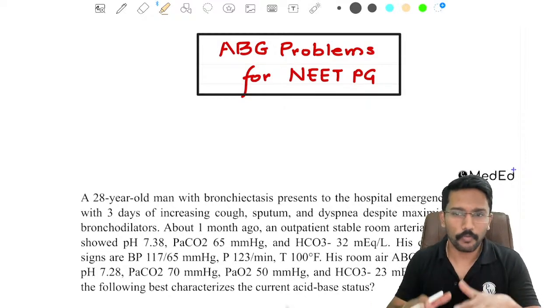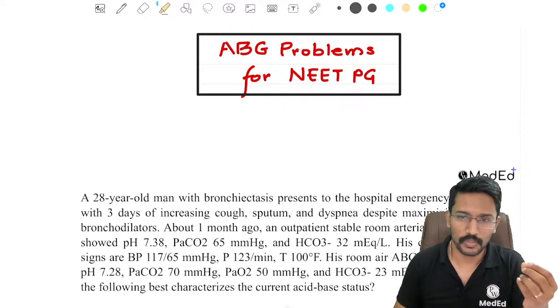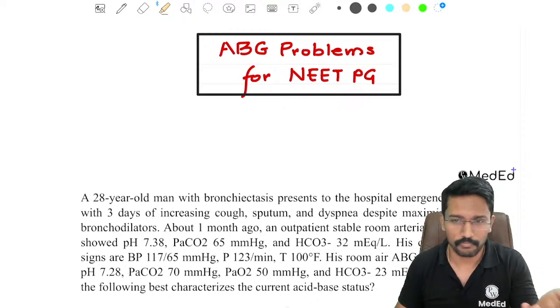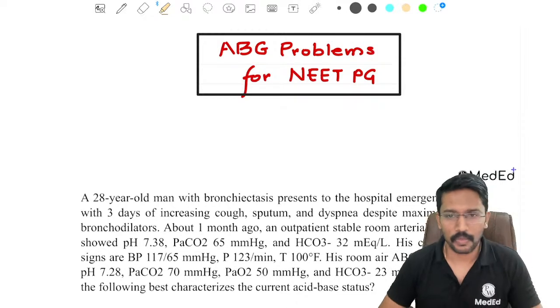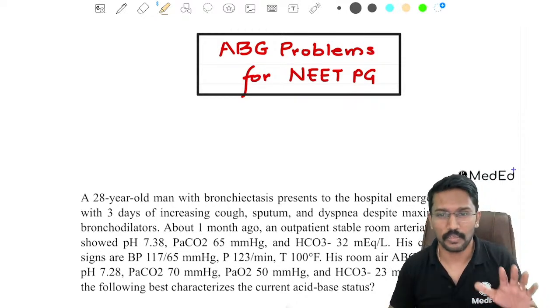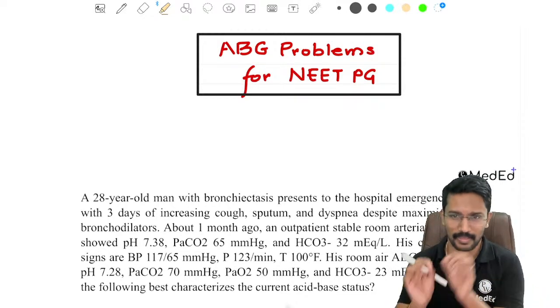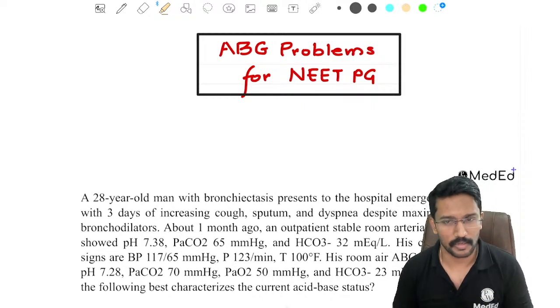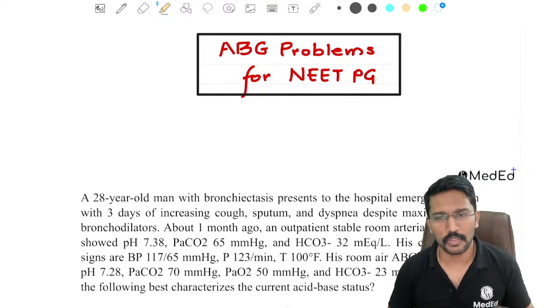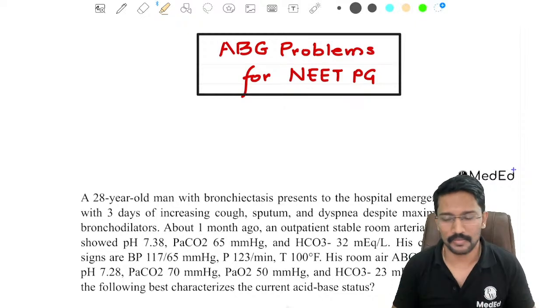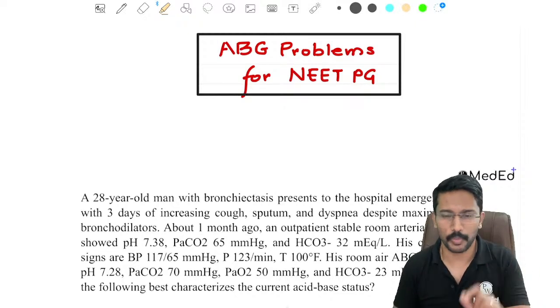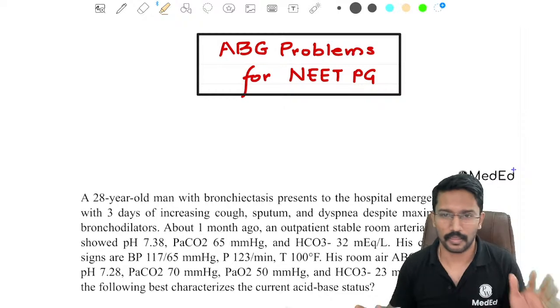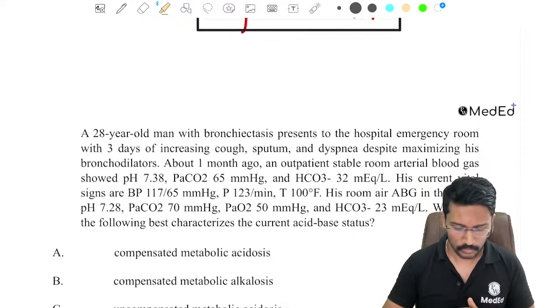Now the level of questions keeps changing when it comes to the INICET or the probable proposed NExT exam. You're likely to expect a lengthy question with a lot of patient story, then ABG, and then asking you something related to it. And in the context of FMG or NEET PG, the question may be flat and simple, giving you just one or two lines of patient story, one line of ABG, and then asking you to analyze it. Okay, so here is one problem.